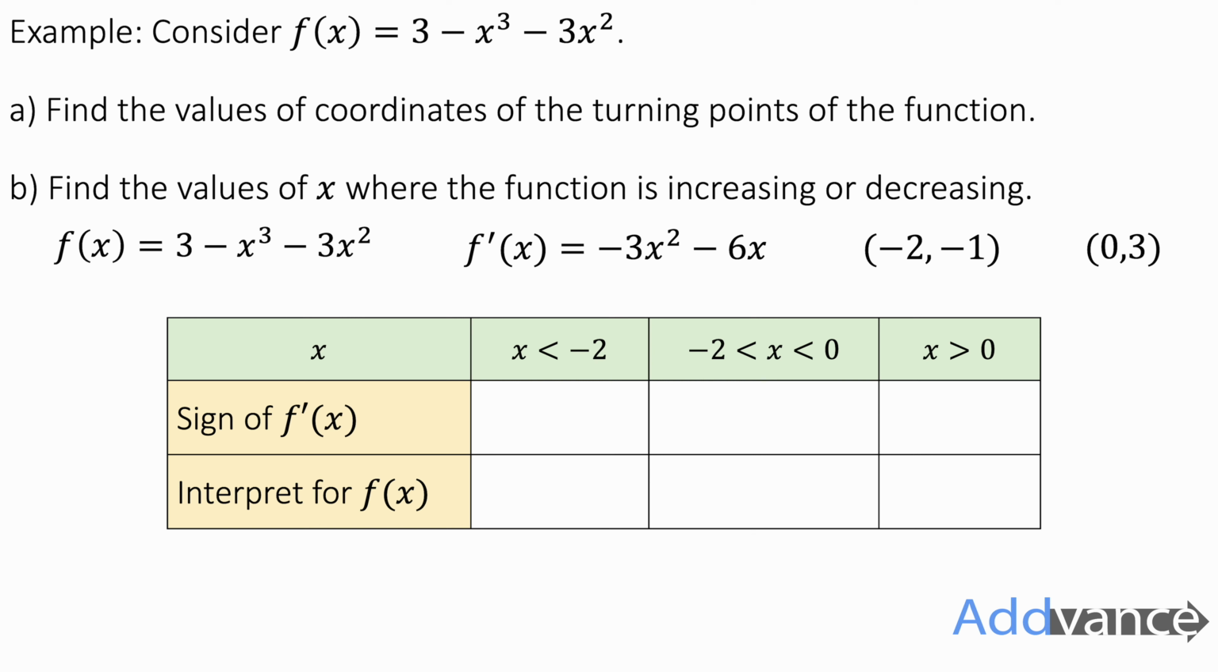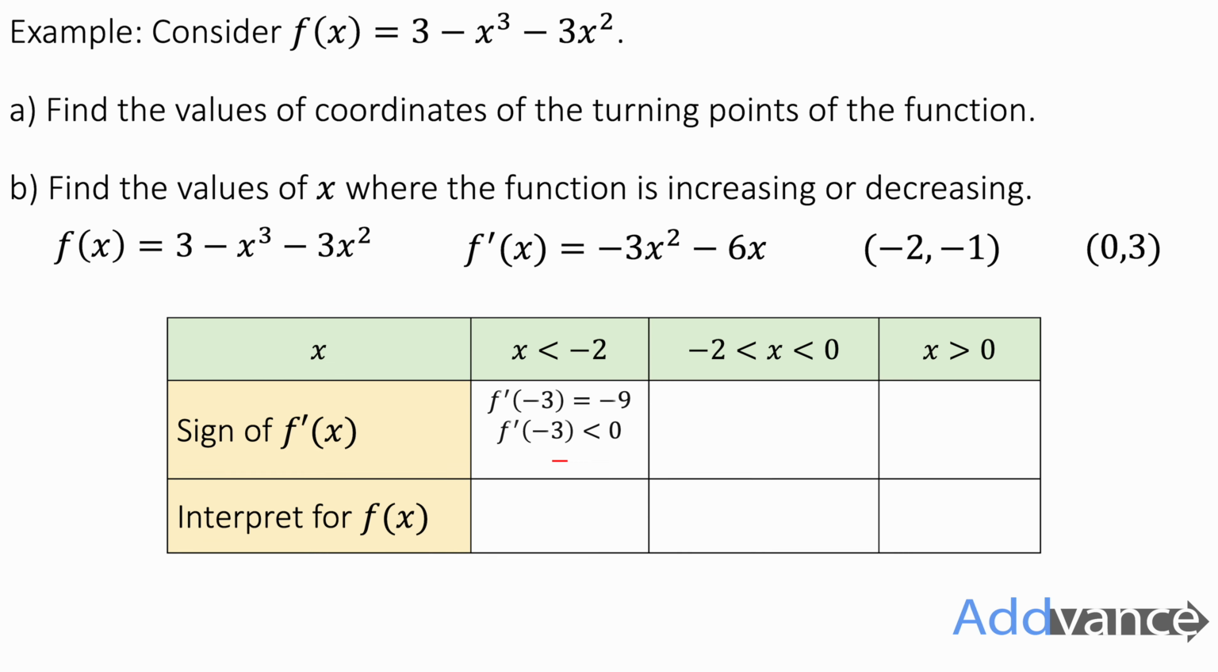So let's start with x is less than minus 2. That is less than the first turning point. And what we'll do is we'll substitute a number less than minus 2. We'll substitute in minus 3 and see what happens. f dash of minus 3, if we evaluate that, is minus 9. So the gradient less than minus 2 is negative.